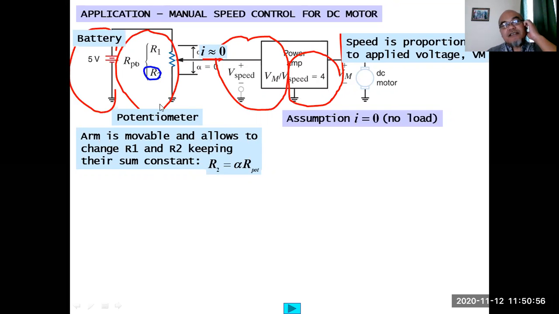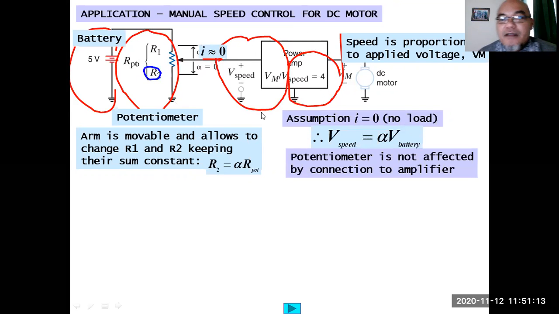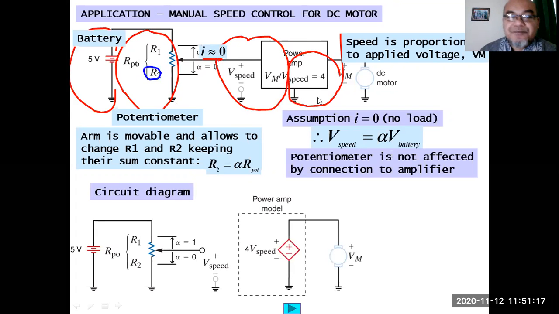When we assume that no current is being drawn into this power amplifier, it means it is a perfect voltage divider. The impedance here is very high, so no current is being drawn towards this DC driver. So the potentiometer is not affected by the connection to this amplifier. The circuit diagram is like this if we model it into a circuit.